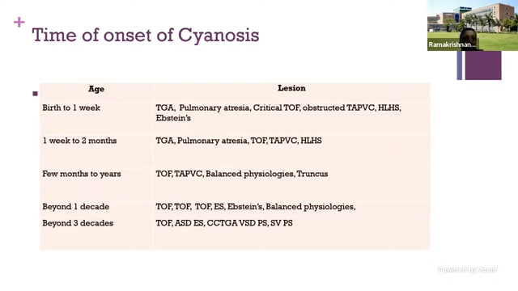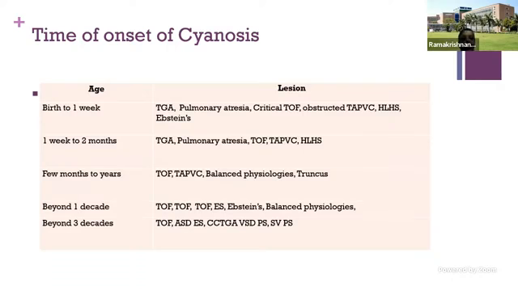remains. And then you have, in the few months to few years, you can have TAPVC, balanced physiologies and truncus that remains. And beyond 1 decade, as I told you, like we have been discussing this, TOF, Eisenmenger, Epstein's, and some balanced physiologies can be there. And beyond 3 decades and 4th decade, the things likely to come out are cyanosis, onset of cyanosis at around 3rd decade are likely to be TOF, some forms of Eisenmenger syndrome, like most commonly ASD, CCTGA, VSD, PS, and single ventricle PS, they all can become cyanotic at around 3rd decade of life.